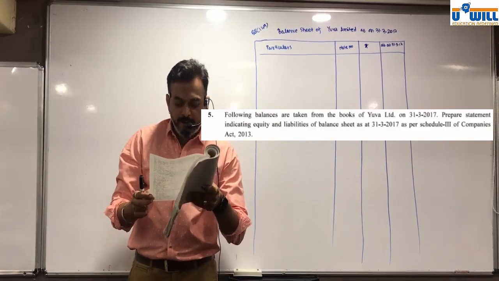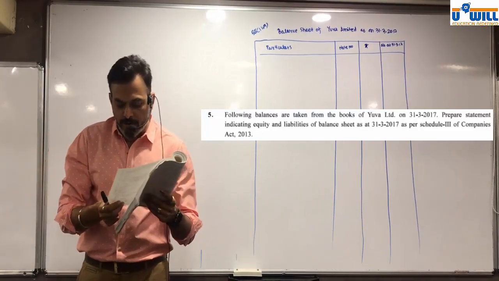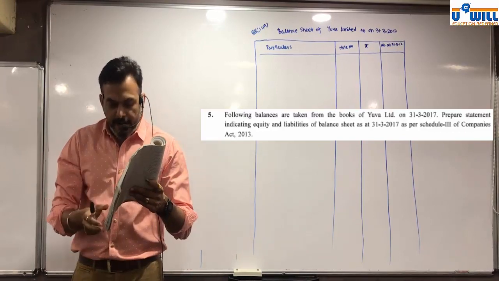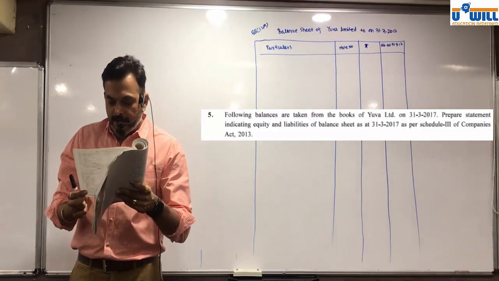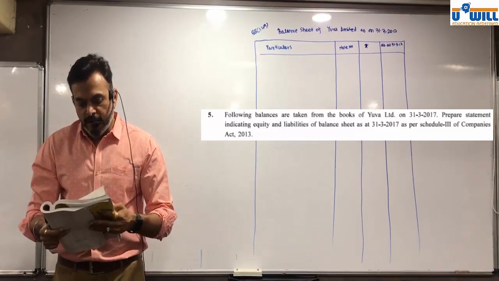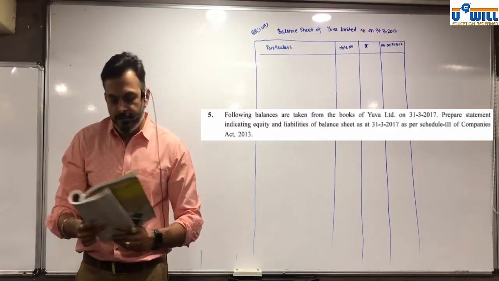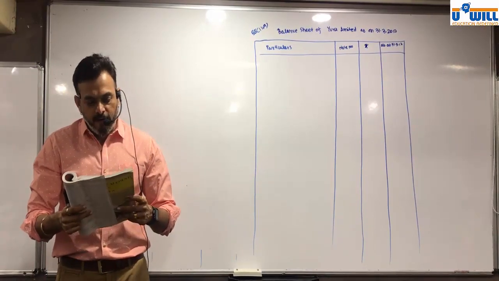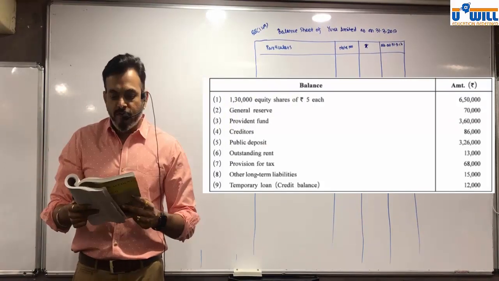Page number 149, question 5. Following balances are taken from the books of UR Limited on 31/3/2017. Prepare statement indicating equity and liabilities of balance sheet as at 31/3/2017 as per Schedule 3 of Companies Act 2013. Now, just go through this before you start posting it. 1,30,000 equity shares of 5 each. General Reserve, Provident Fund, creditors, public deposit, outstanding rent.